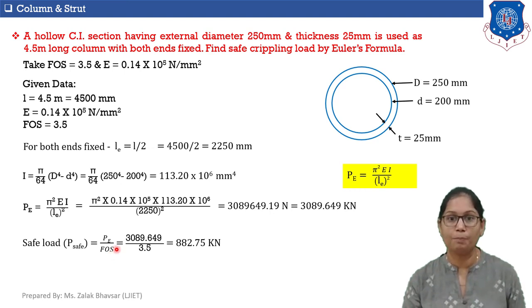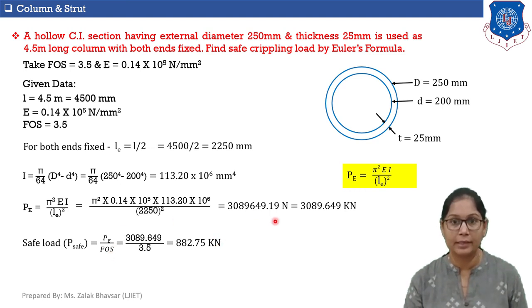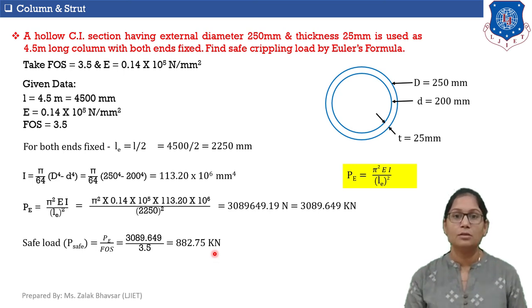Now we also need to calculate the safe load, and safe load P safe is equal to PE upon FOS. So PE as we calculated is 3089.649 and the factor of safety is 3.5. So I am getting P safe is equal to 882.75 kilonewton. Okay. So this is the end of this session.